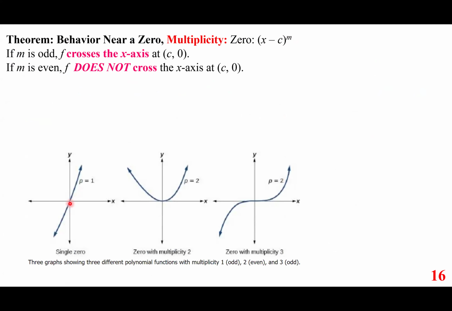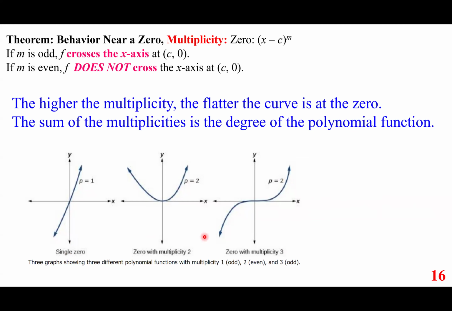So as you can see, this is the x-intercept. Okay, it crosses. In this case, the multiplicity is 2. Can't cross. In this case, the multiplicity is 3. Both of these are odd numbers, they cross. What's the difference, however? The higher the multiplicity, the flatter the curve is at the zero. The sum of the multiplicities is the degree of the polynomial function.